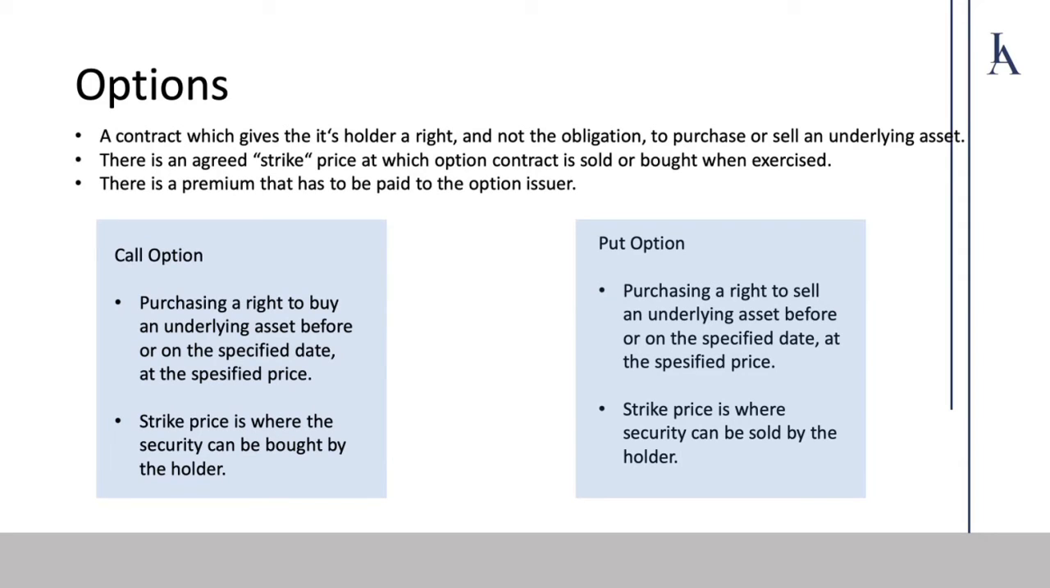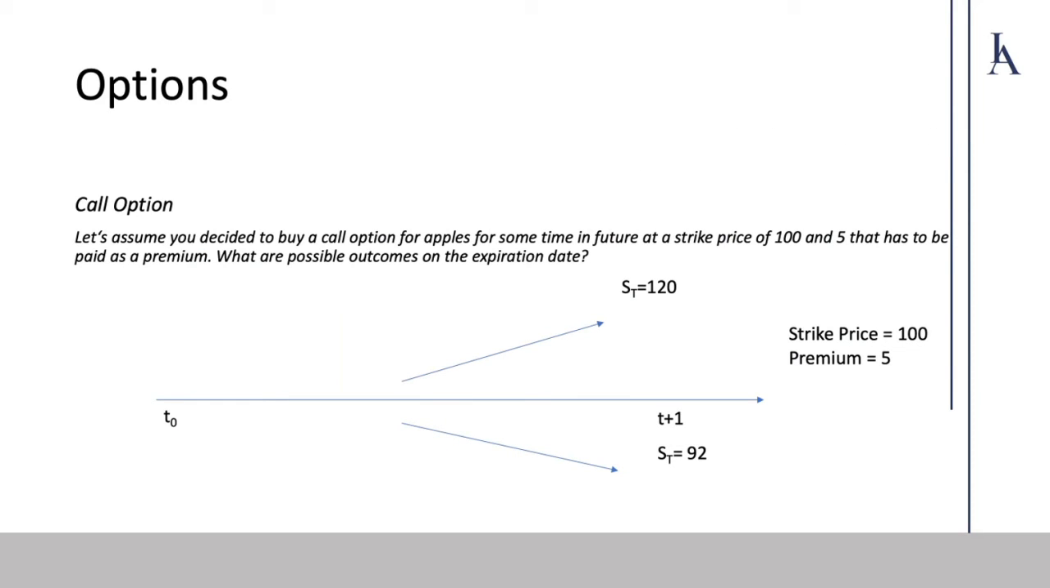So we're going to look at 2 types of options, which are a call option and a put option. Simply, a call option is the right to buy an underlying asset, and a put option is the right to sell an underlying asset. So let's use the same example with apples.